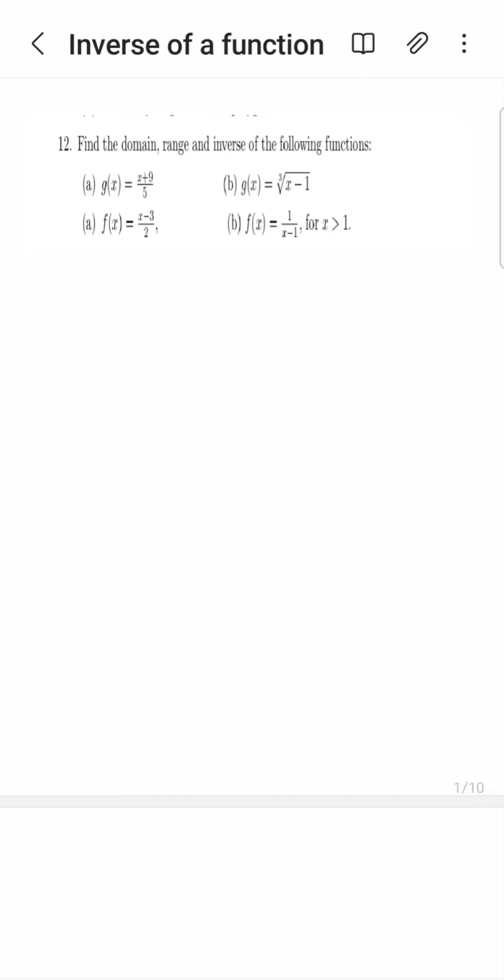What do we mean when we say inverse? So inverse is just simply the opposite of a function, or rather the reverse of a function. What do I mean? We'll do the following example on how you can find the inverse of a function. So we'll start with A.